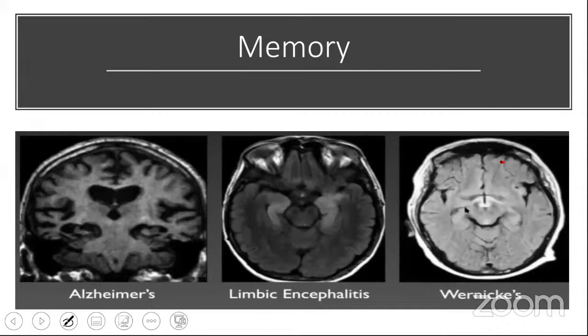Encephalitis, Wernicke's encephalopathy, memory disturbances. So that being memory, now the language section. Now you can see Wernicke's area. This is the angular gyrus.